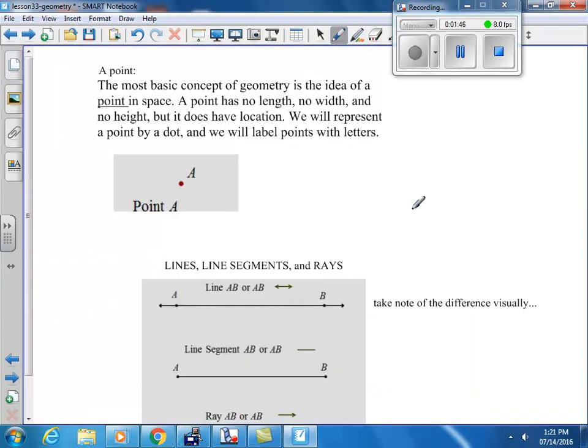Now let's get another word under our belt, which is a point. The most basic concept of geometry is the idea of a point in space. A point has no length, no width, no height, but it does have a location. And we will represent a point with a dot and give it a letter name, point A.